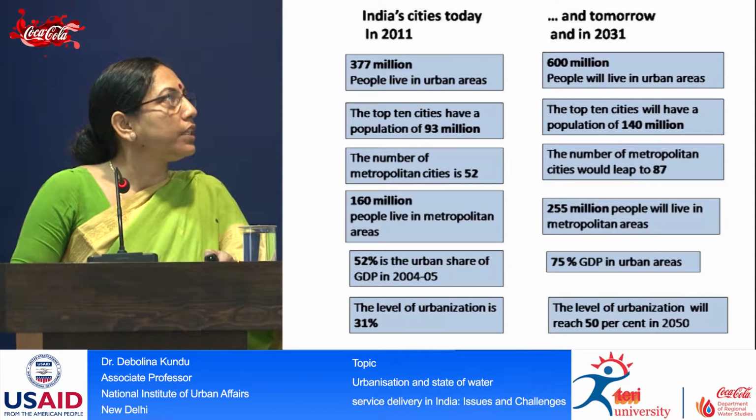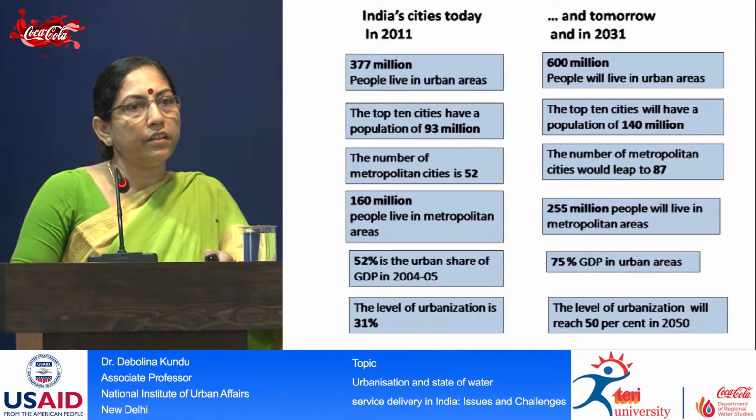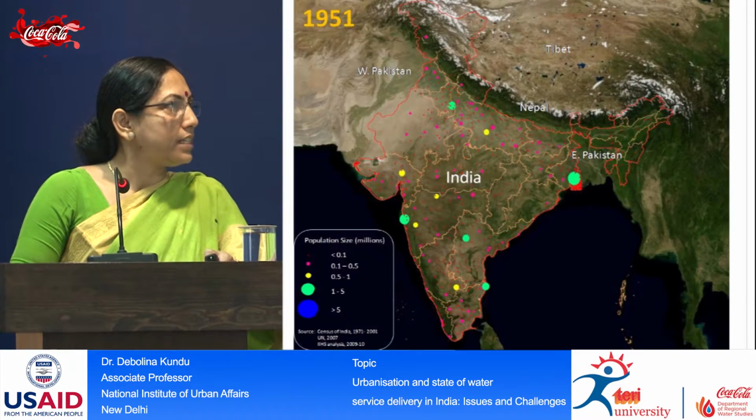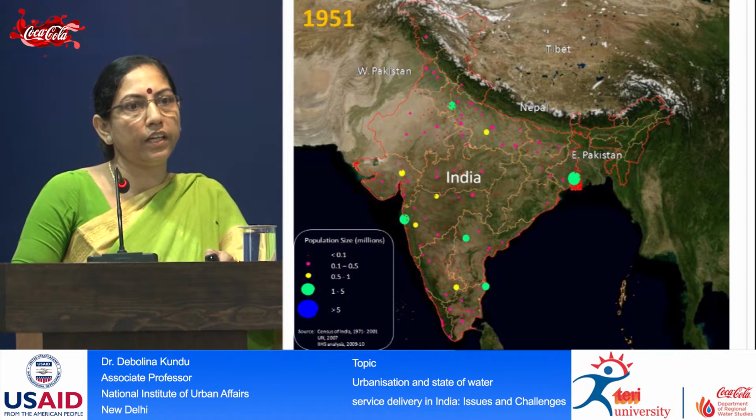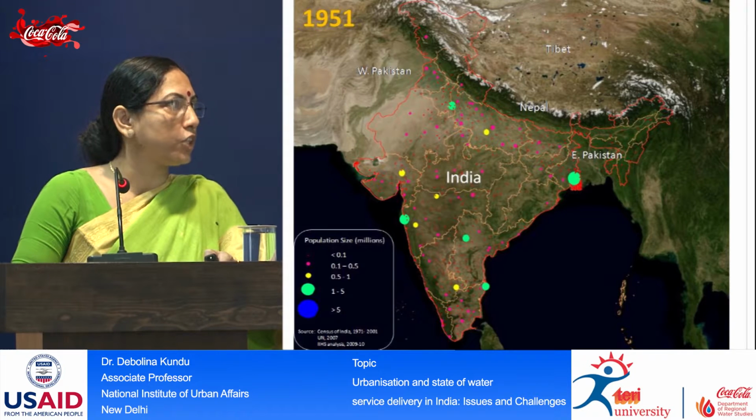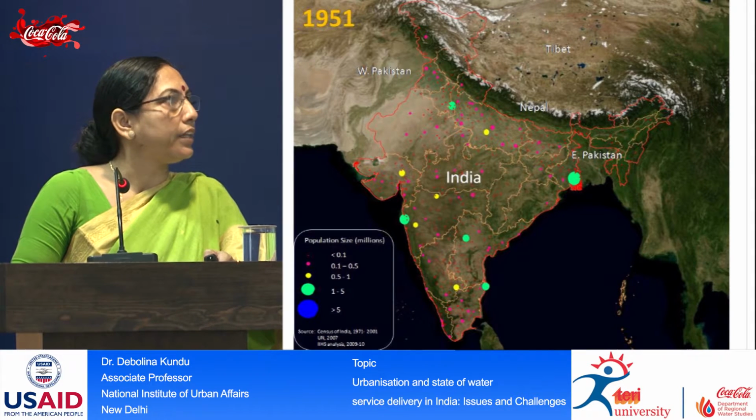This is how India looked in 1951 with very few urban centers. Now we look like this, and by 2031, India would look like this. The large cities growing larger and new urban centers coming up.